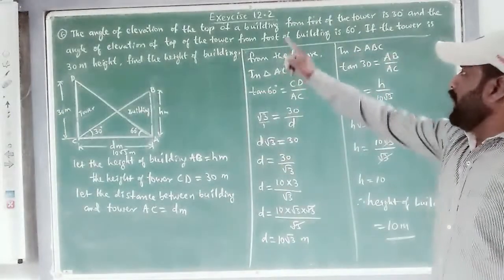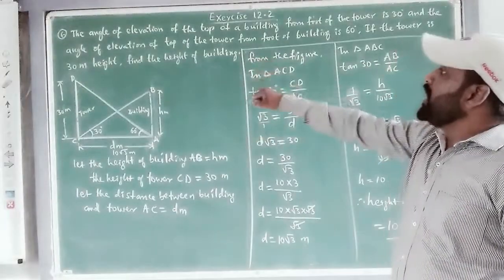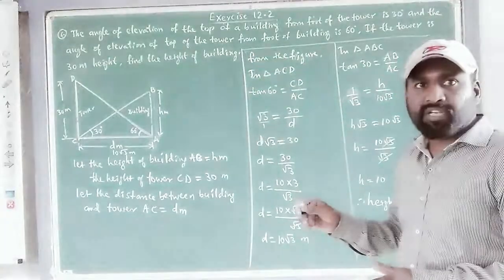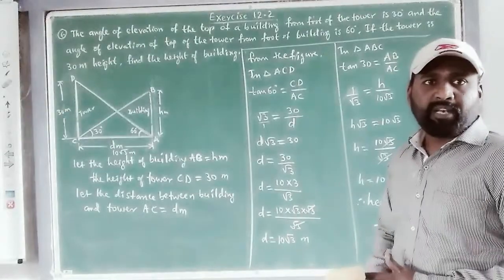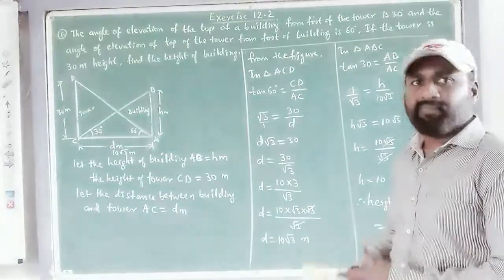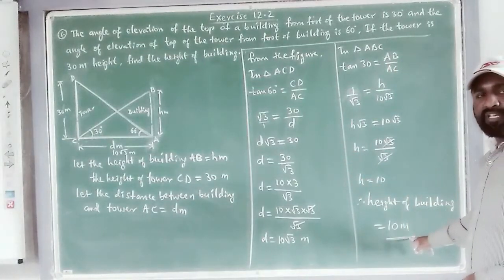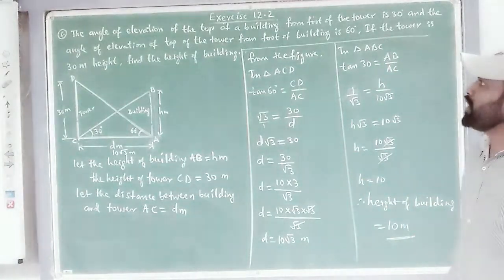Very simple. Read the question properly, draw the figure according to the question, assign the values in the correct position, apply the trigonometric ratio which is suitable here, substitute the values exactly, and simplify it. We will get the value which we need to find. So hope you all understood.